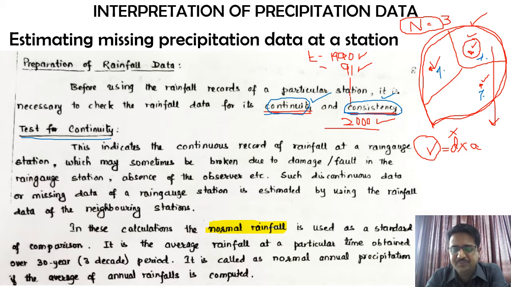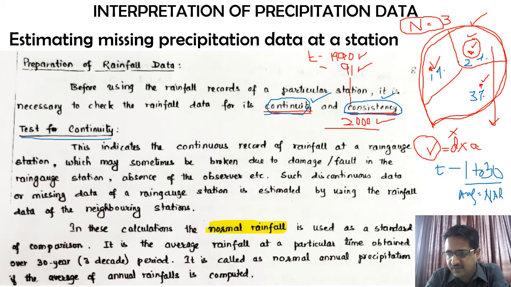So normal rainfall indicates what? Imagine I have the same rain gauge stations, let us say these three rain gauge stations, let us call them 1, 2 and 3. If I collect the rainfall data of these rain gauge stations every year for the next 30 years, and if I average all those values, then that particular value I am going to call normal annual rainfall. It is called normal annual rainfall.